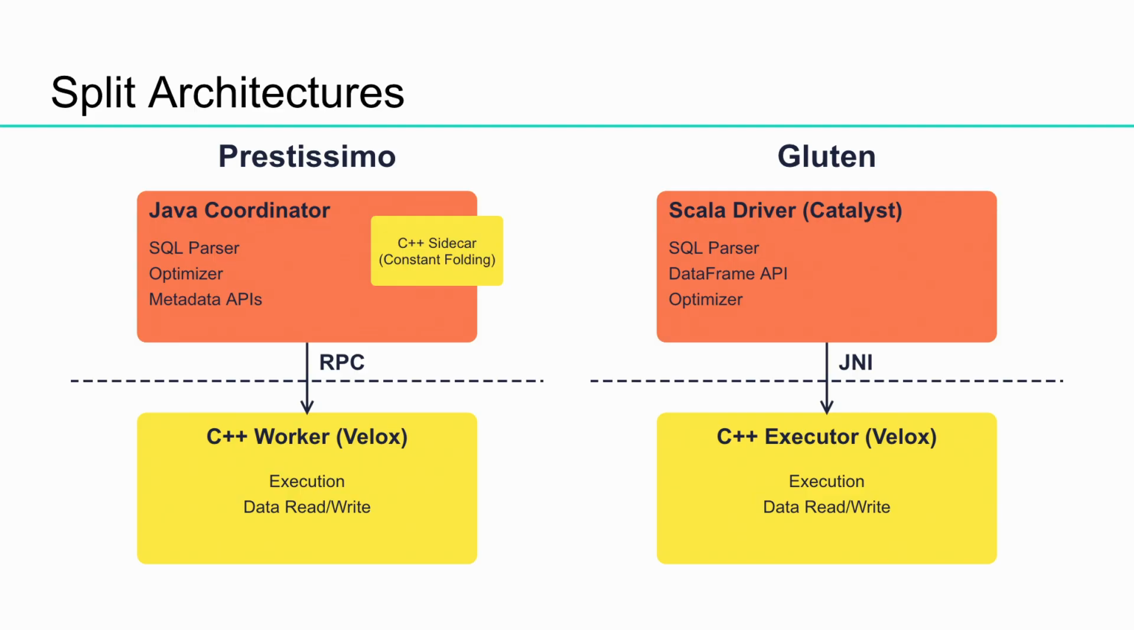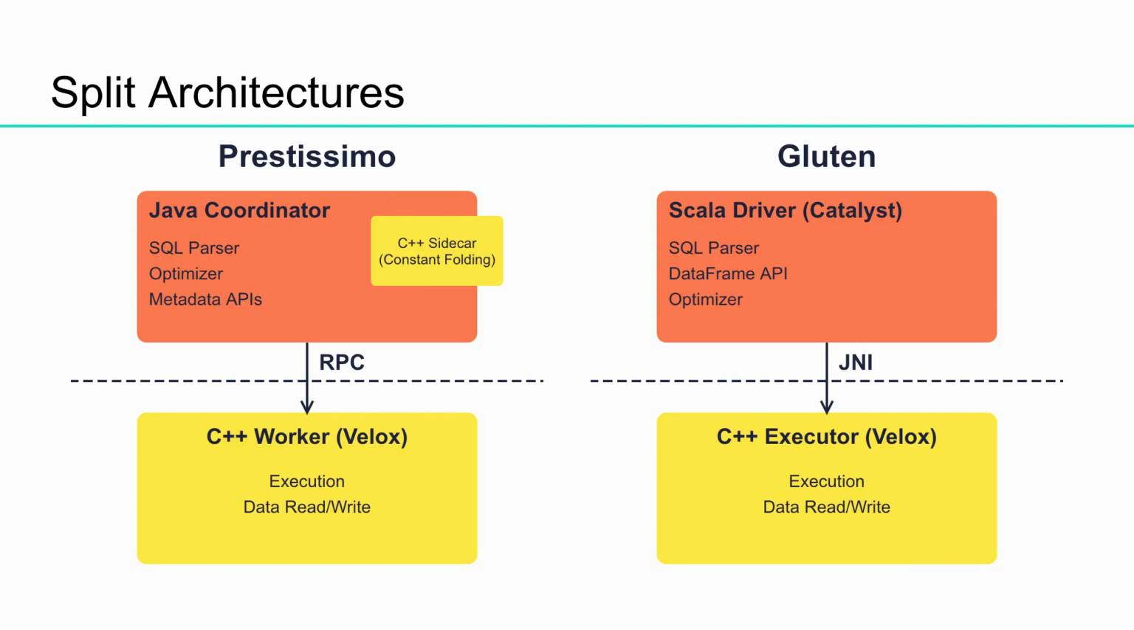Metadata lives in Java, data reading in C++. Constant folding is a real pain. It has to happen on the coordinator in Java, but produce results consistent with Velox execution. Right now that's solved with a C++ sidecar, which works, but is somewhat clunky.